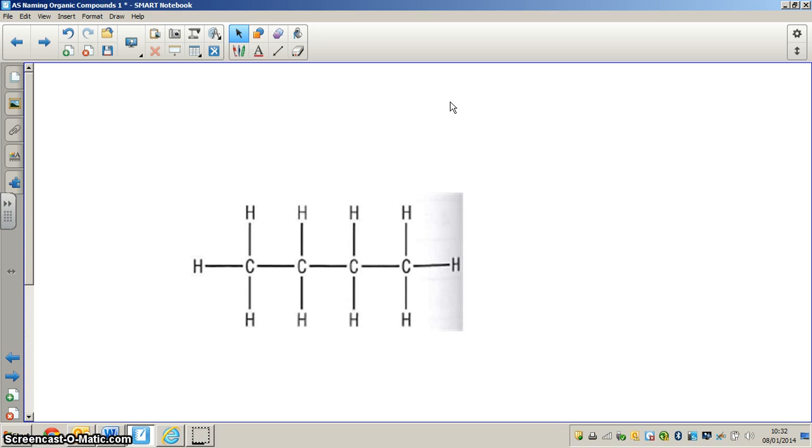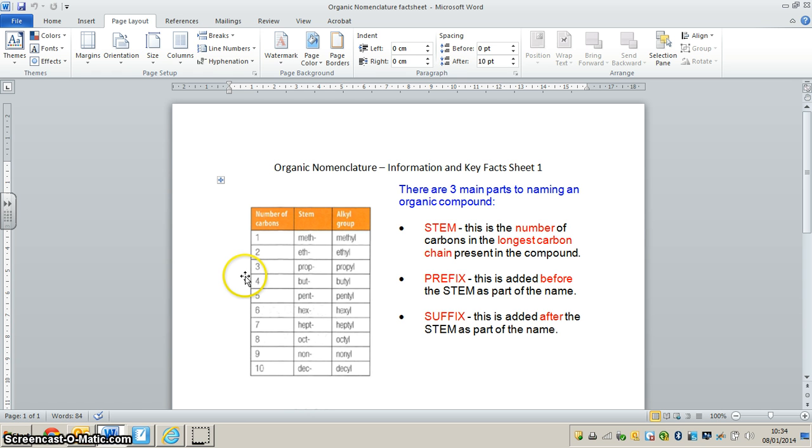So this is a simple carbon molecule, and what we need to do to start off with is to count the longest carbon chain length, and that's simple in this case because all the carbons are nicely positioned in one straight line for us. So we've got 1, 2, 3, 4 carbons. Now if we look at our data sheet, we can see that a carbon chain with 4 carbons is going to have a stem called but. So let's just add that onto the picture for a while.